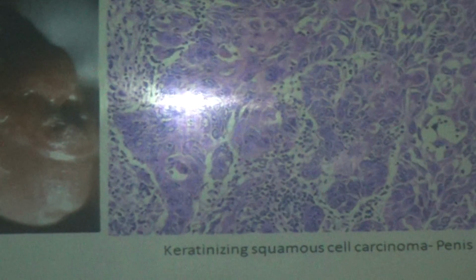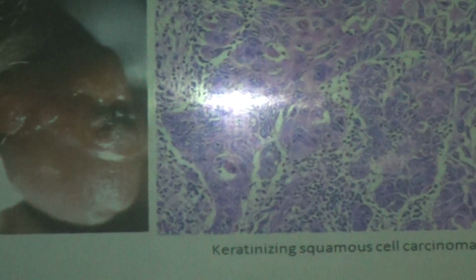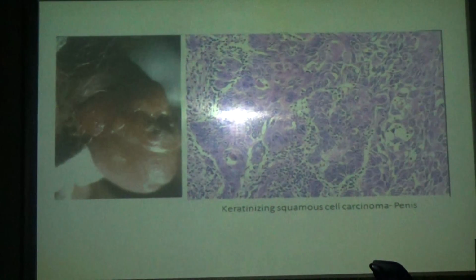Okay. So you can see here, this is the glans penis with the growth here, ulceroproliferative infiltrative type. This is the microscopic picture showing the tumor cells. This is minimal keratinization. This is keratinization here. Okay.